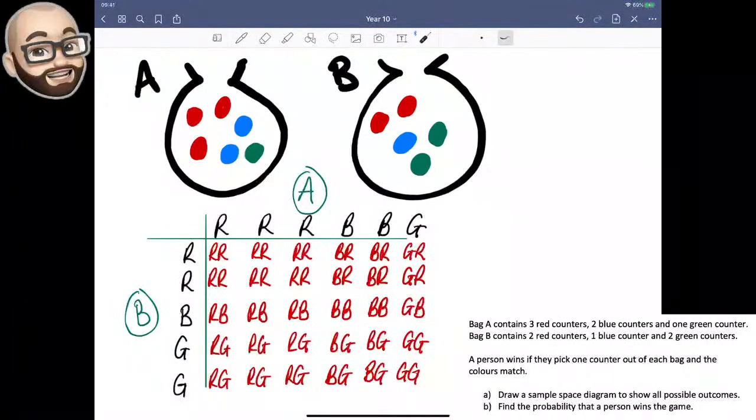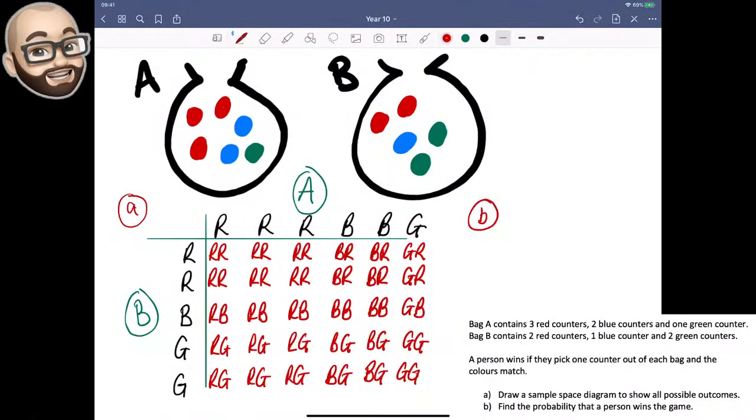And some of them, or quite a lot of them, are actually the same. But that means any probabilities that we're going to be working out, especially in part B, are going to be out of 30 because there are 30 different combinations that could actually happen. So here's part A done.